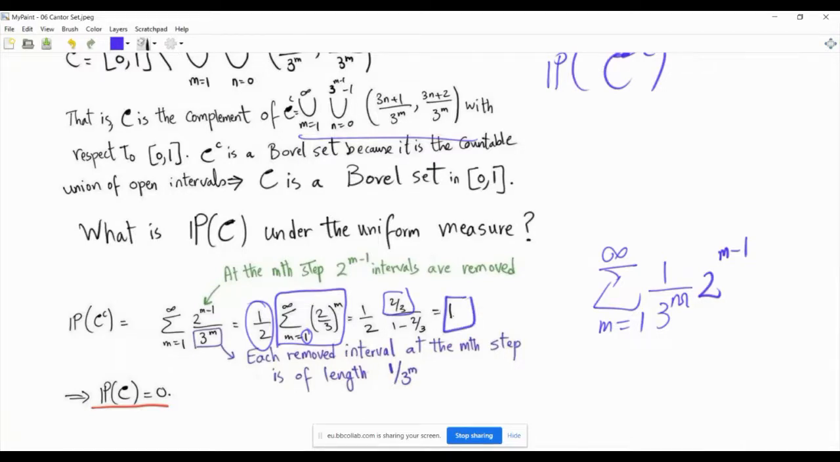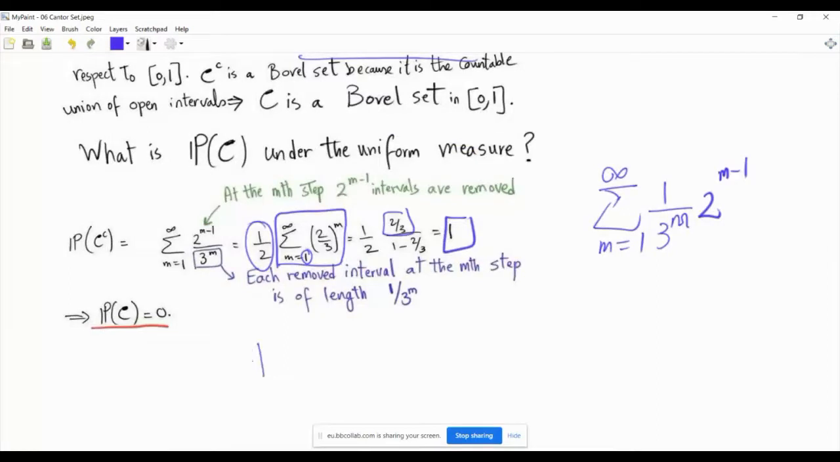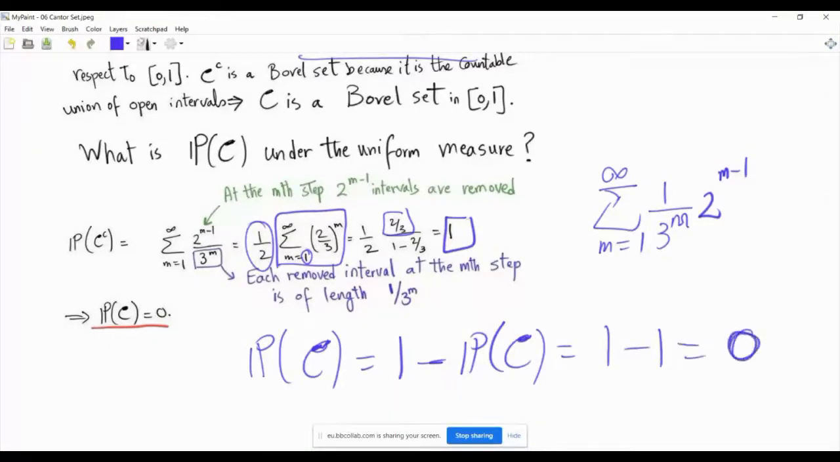So the probability of the complement of the Cantor set is 1, and hence the probability of the Cantor set, or any set, it's a general rule: the probability of any set is 1 minus the probability of its complement, and so this is 1 minus 1, and so that's 0.